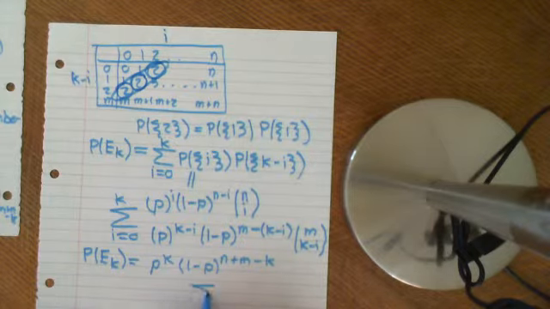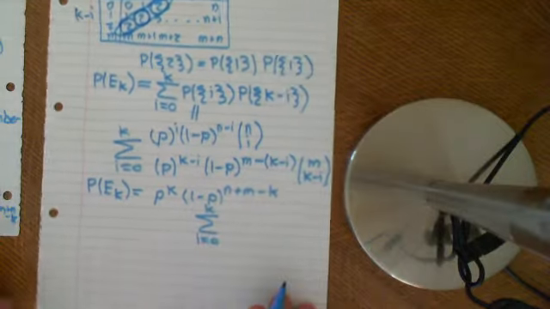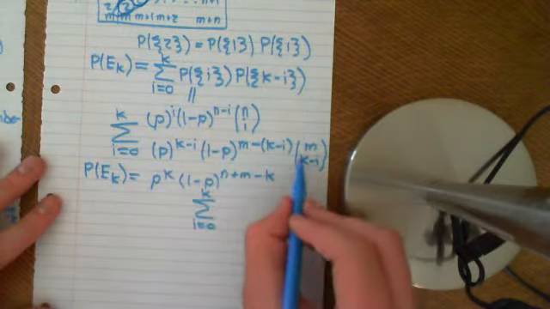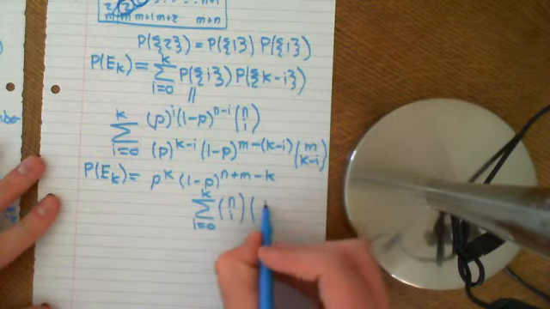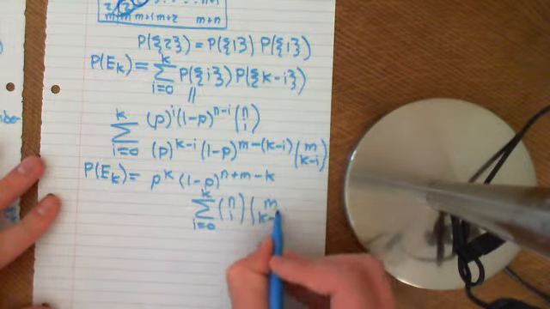And then what you've got is the sum, i equal to 0 to k, and the bits that are left. So we've got n choose i times m choose k minus i.